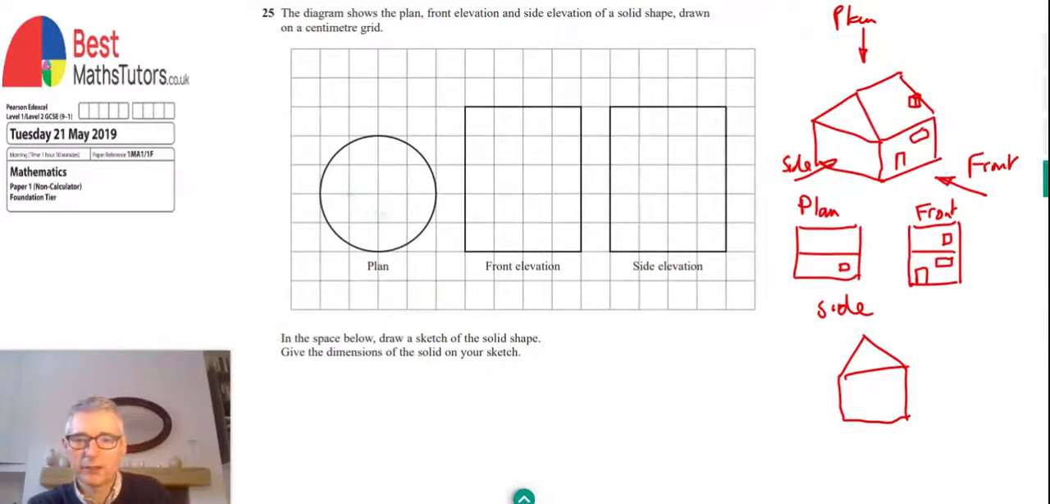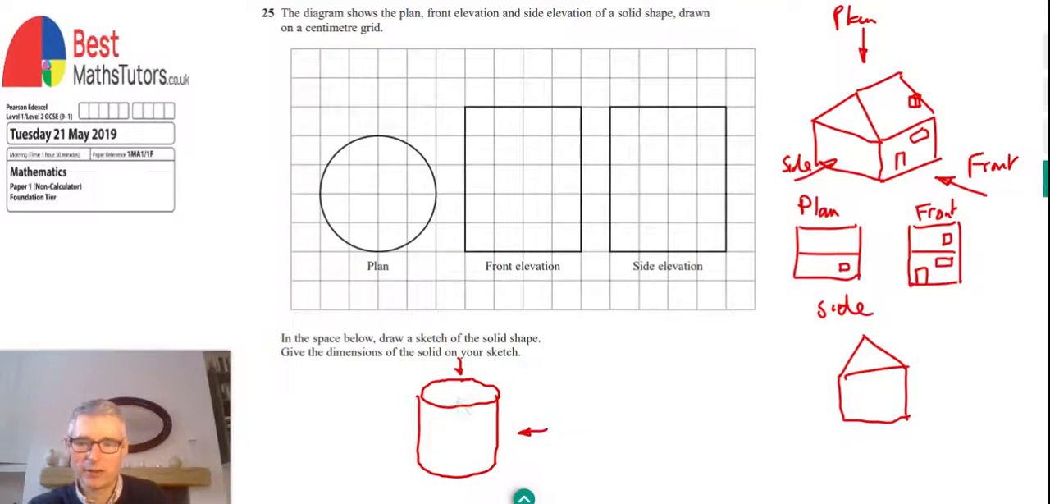So in our case, what this would have to be would be a cylinder. So we can see that if we had a cylinder, it would look like this. And if we look directly on top of this cylinder, that would give us the plan view, which would be this circle. And the front elevation, if we look directly into the shape, we just see a rectangle, as we would see if we looked in the side direction.